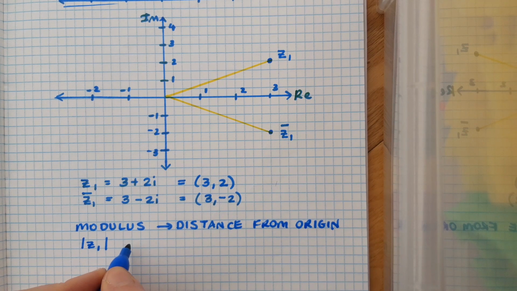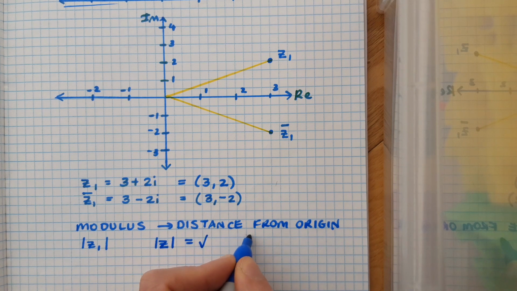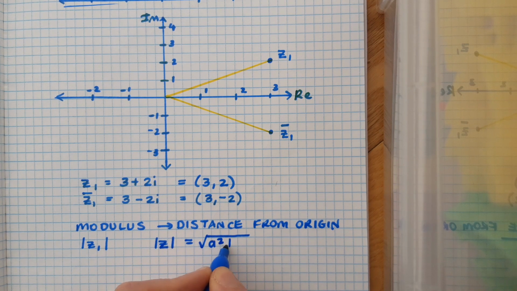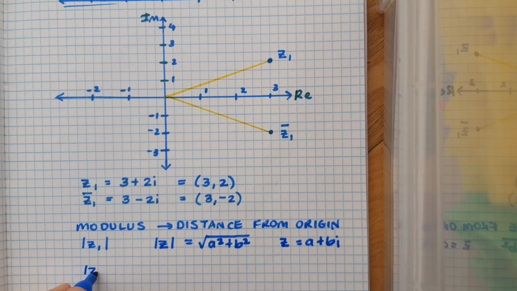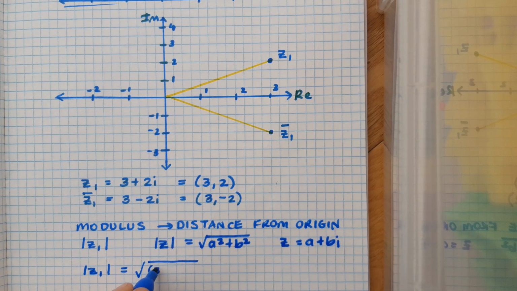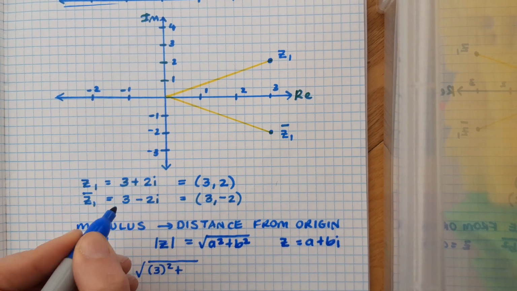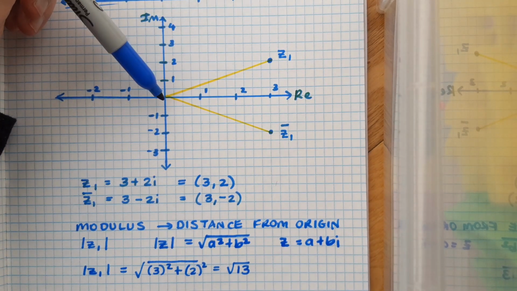So in this case, we've got a formula. If we've got z, we want to find its modulus. We're going to find the square root of a squared plus b squared, where z is a plus bi. So for my z1 in this case, the modulus of z1 is going to be the square root of, well, the a in that case was 3, so that's 3 squared. And the b in that case was 2, so 2 squared. So the modulus of z1 is root 13. So that's the distance that z1 is from the origin.